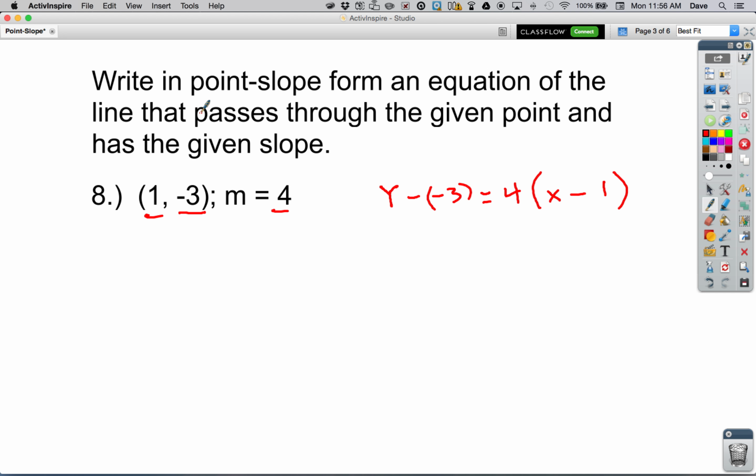All right, and again, they want the answer in point slope form, so I'm going to leave it like this, all except I think I'll clean this minus and negative up, because minus and negative always turns into plus. So that'll just simplify things a little bit.